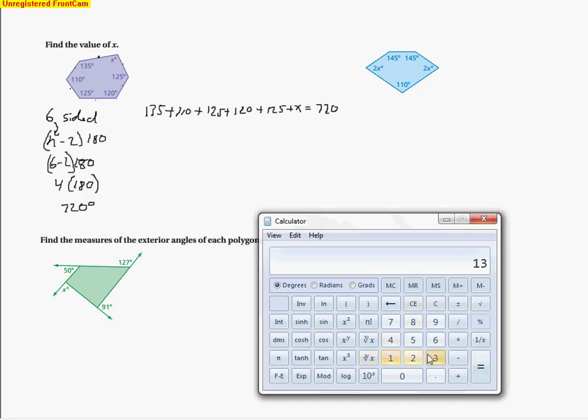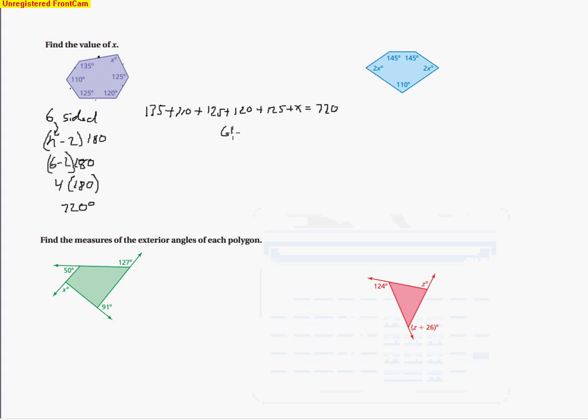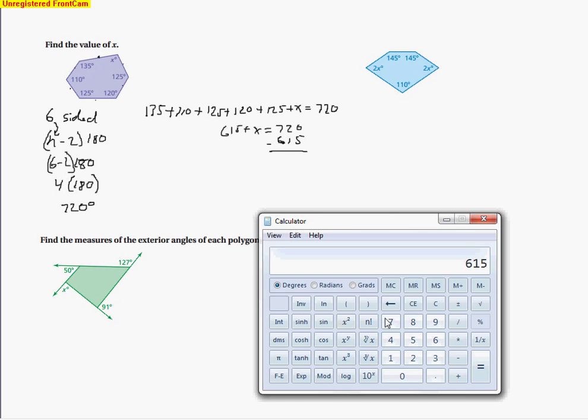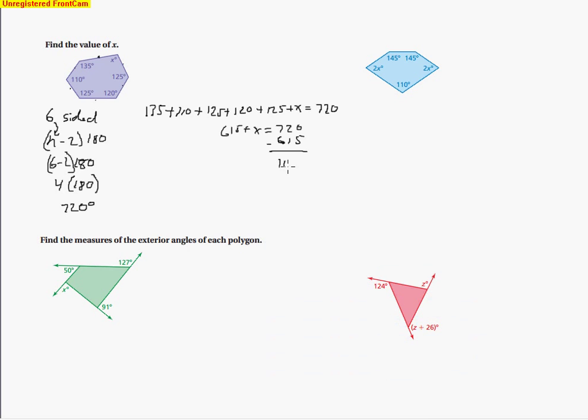So let me go ahead and add those numbers again. 135, 110, and 125, 120, and we have 125 again. Press equals this time, and that looks like a much better number. 615 plus x equals 720. So I just subtract that 615 from both sides and do a little borrowing, and we'll get the answer. So 720 minus 615 gives me 105. And that is the value of x.